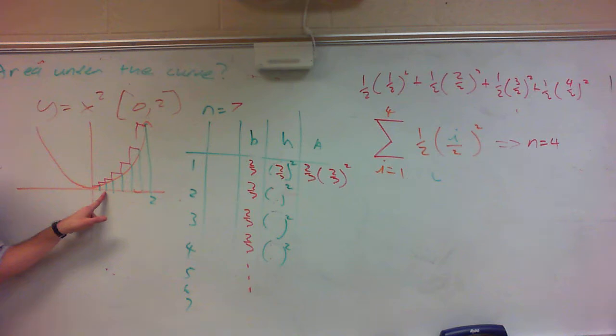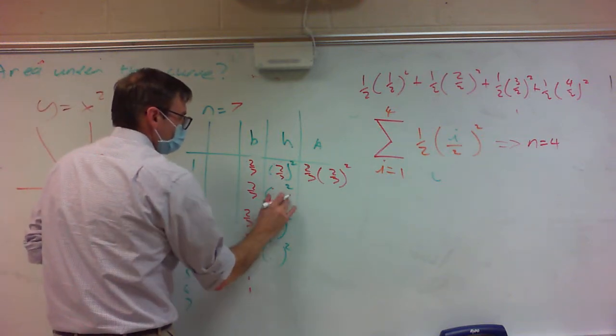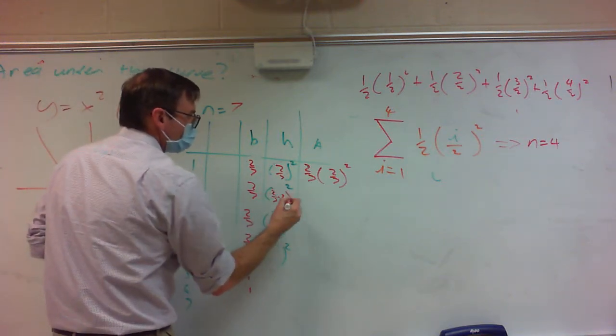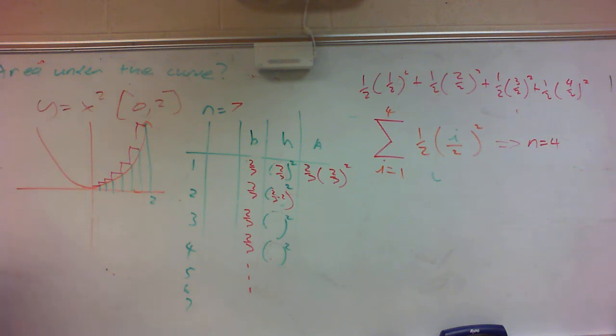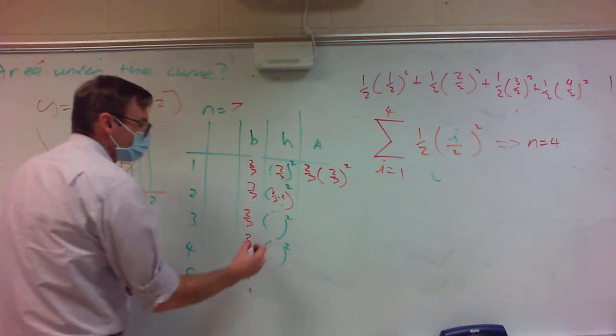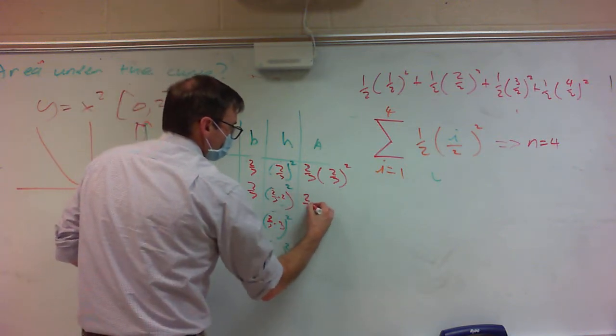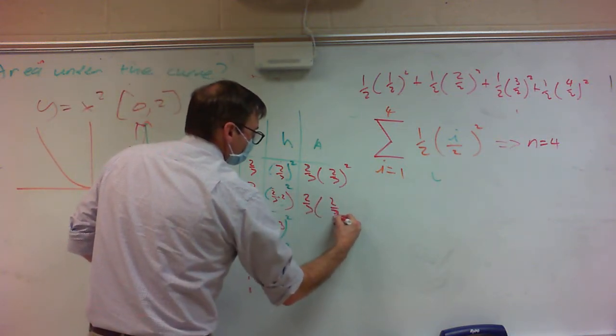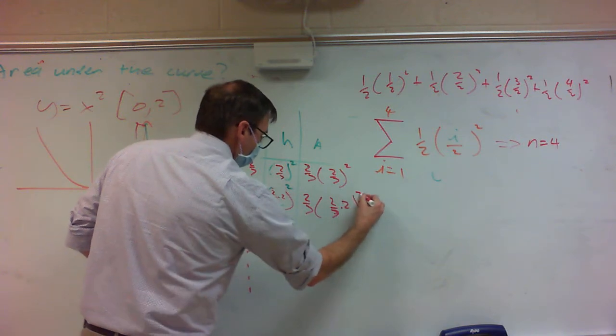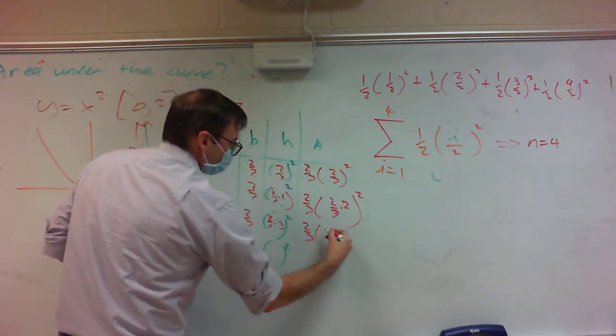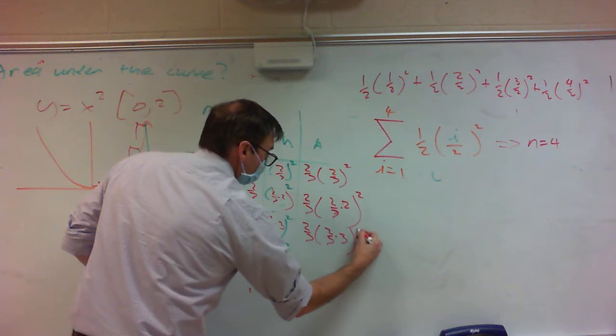Well, how do we get the next height? 4 over 7. How about we think of this as 2 over 7 times 2? How do we find the height of the third rectangle? 2 over 7 times 3. Do we see a pattern? Okay, so this is going to give me 2 over 7 times 2 squared. This is going to give me 2 over 7 times 2 over 7 times 3 squared, right?